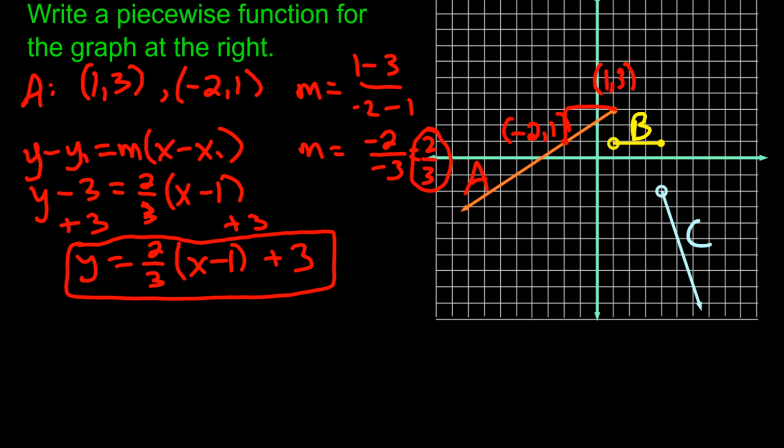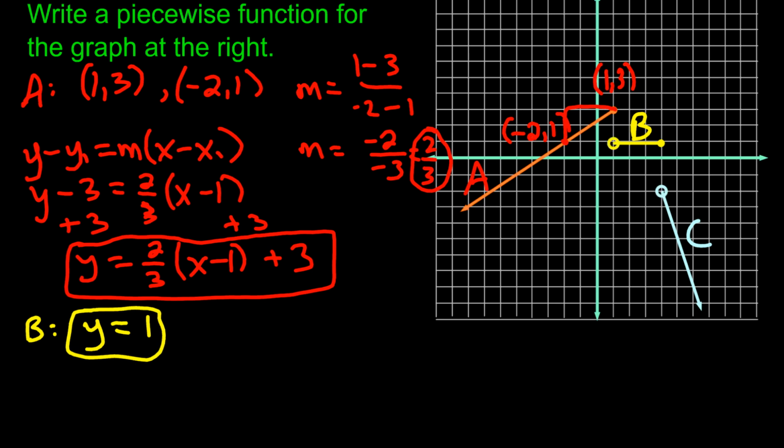Part B is going to be a lot less work. Part B is just a horizontal line. And so a horizontal line is whatever that value is for the y value. So it's just y equals 1. So we're done with that one.